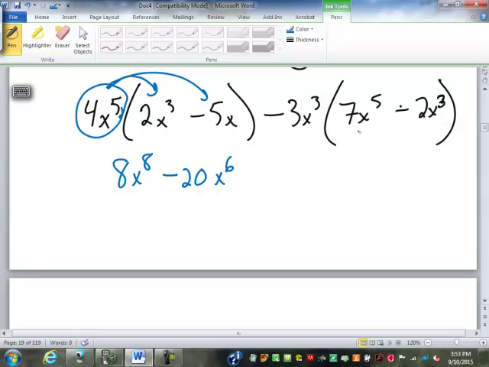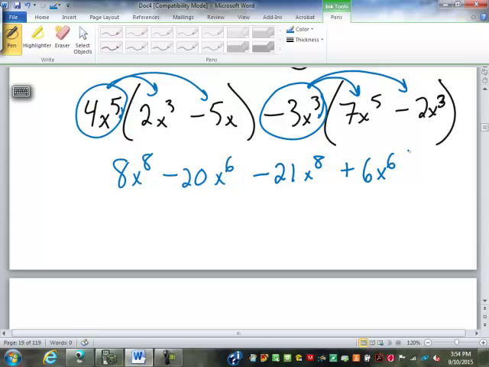Over here now, nothing to do in those parentheses again. Get rid of that dot so it doesn't look like a division there. Nothing I can do inside those parentheses. I cannot subtract those because they have different names. But I can multiply by negative 3x to the third. Negative 3x to the third times 7x to the fifth. Negative 3 times 7 is negative 21. X to the third and x to the fifth is x to the eighth. Negative 3x to the third times negative 2x to the third is positive 6x to the sixth.